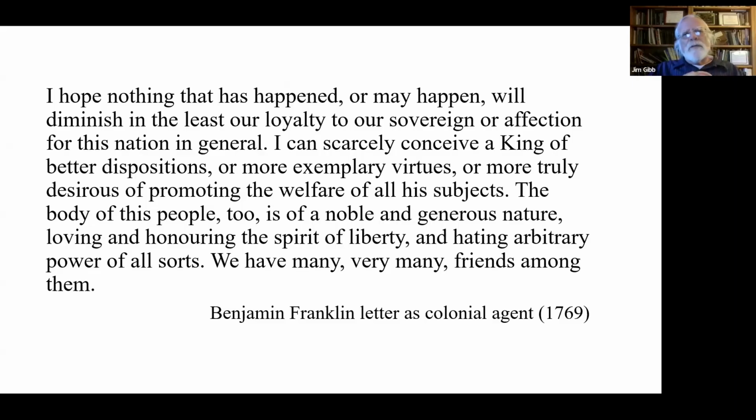And he says, "I hope nothing that has happened or may happen will diminish in the least our loyalty to our sovereign or affection for this nation in general. I can scarcely conceive a king of better dispositions or more exemplary virtues, or more truly desirous of promoting the welfare of all his subjects. The body of this people, too, is of a noble and generous nature, loving and honoring the spirit of liberty, and hating arbitrary power of all sorts. We have many, very many friends among them."